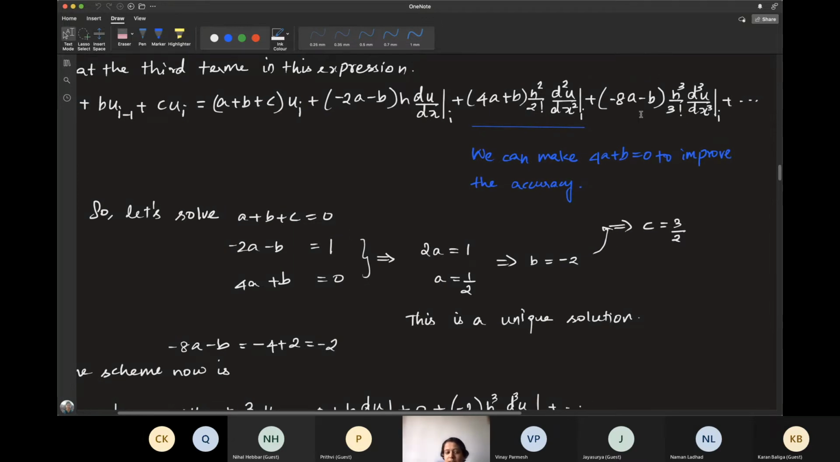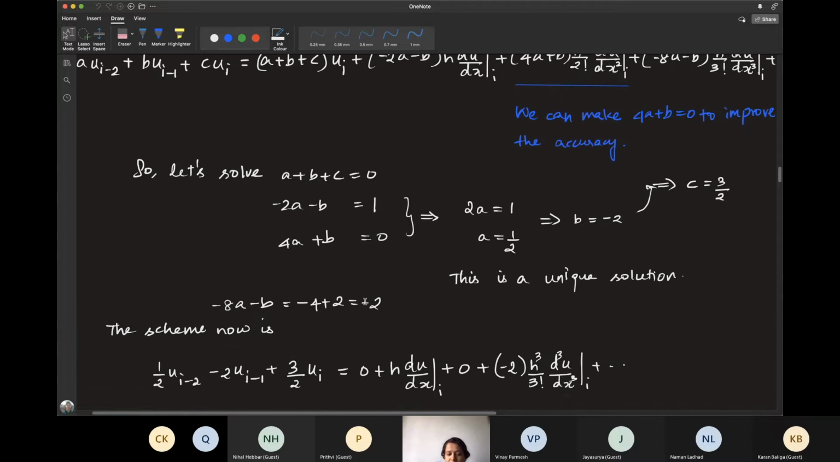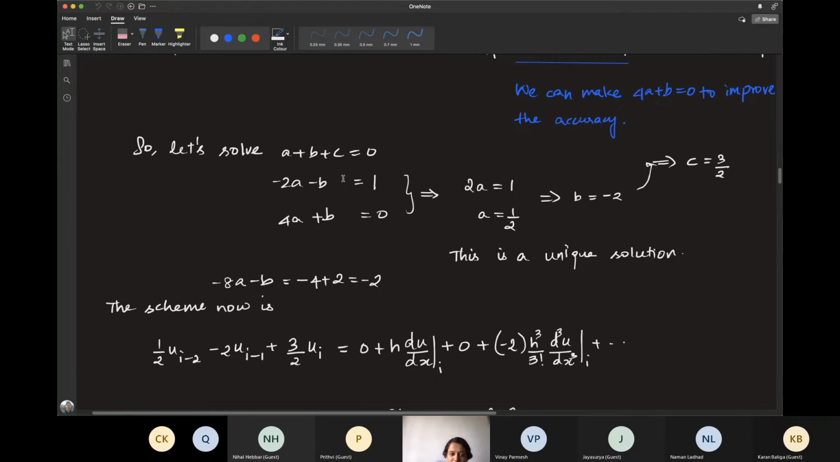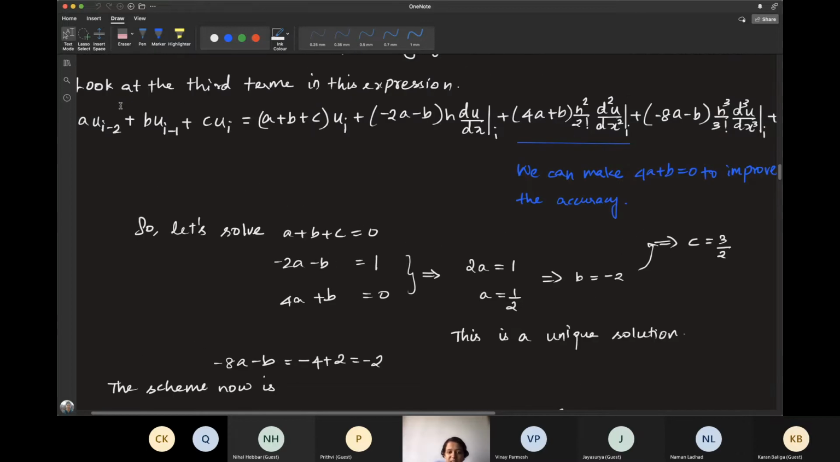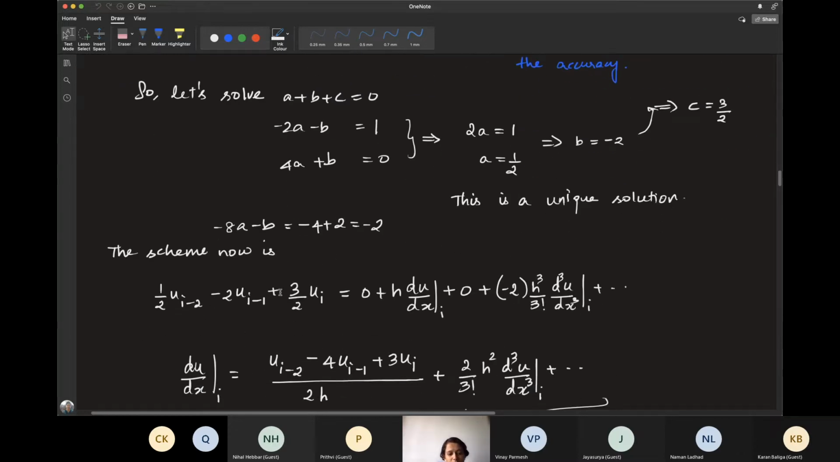Now we are trying to evaluate the other term, that is minus 8a minus b, the coefficient of the h cube term. When we evaluate that, it turns out to be minus 2. So now substituting all these values for a, b and c into our earlier expression, the big one, that expression becomes of some form like this. We have substituted a, b and c over here. That is, we have a u(i minus 2) plus b u(i minus 1) plus c u(i), which is equal to, here a plus b plus c equals 0.